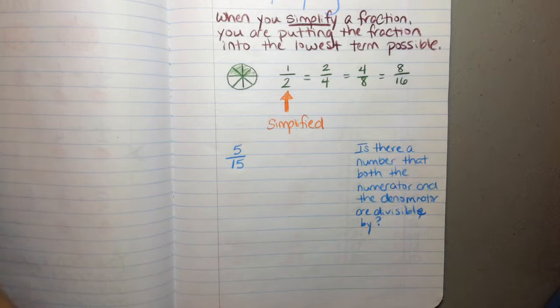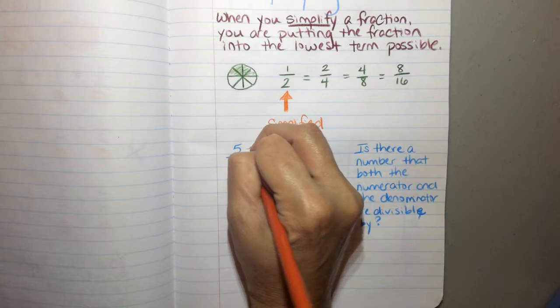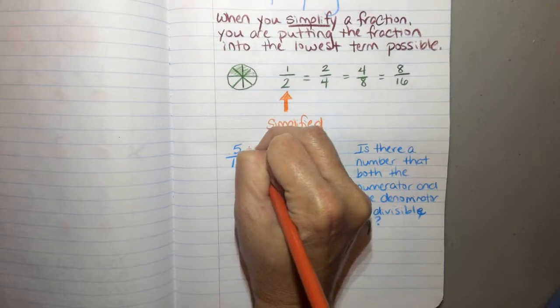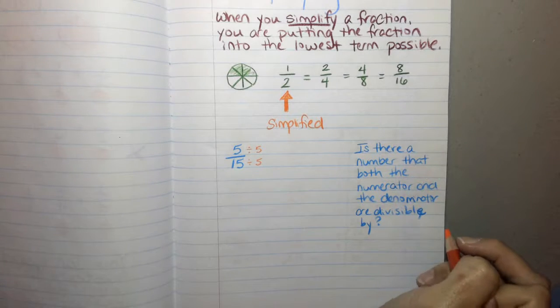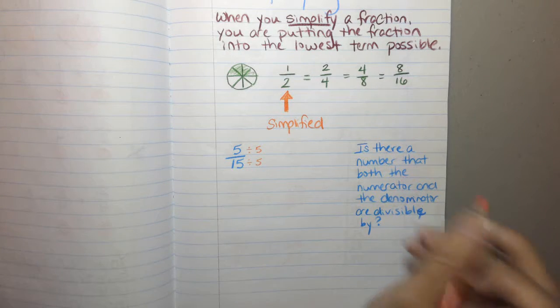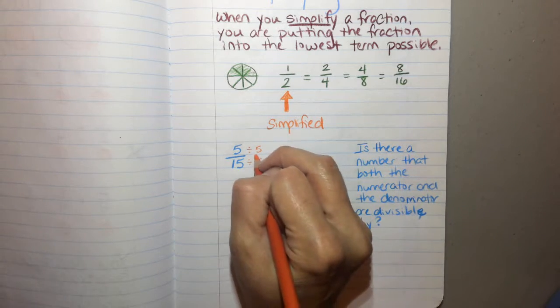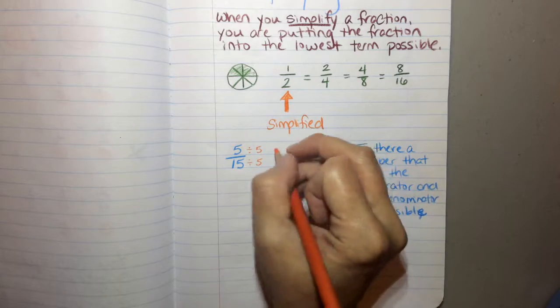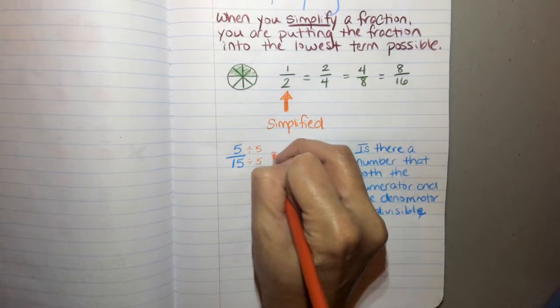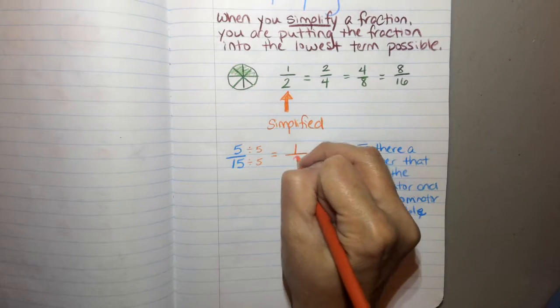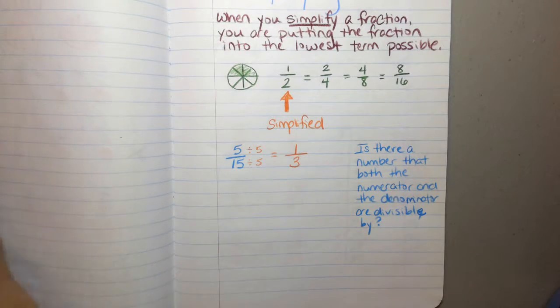In this case, I think you can see that both 5 and 15 can be divided by 5. And just like you can multiply the numerator and the denominator by the same number and have an equivalent fraction, you can divide them both by the same number because it's just like dividing by 1. So 5 divided by 5 is 1, and 15 divided by 5 is 3, giving 1/3.